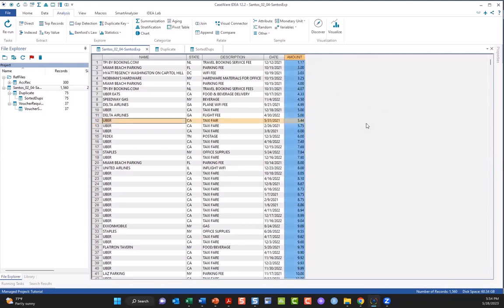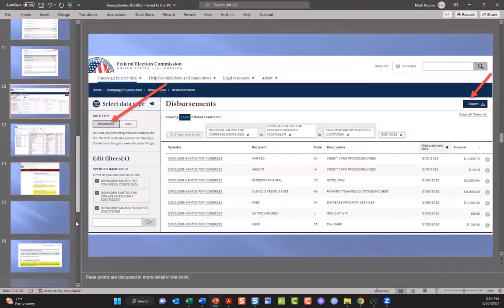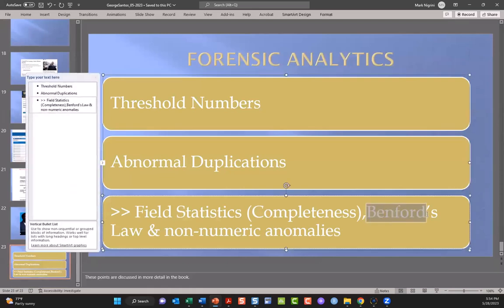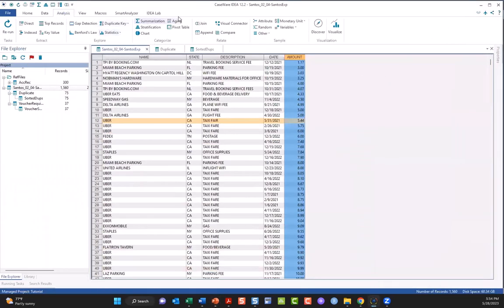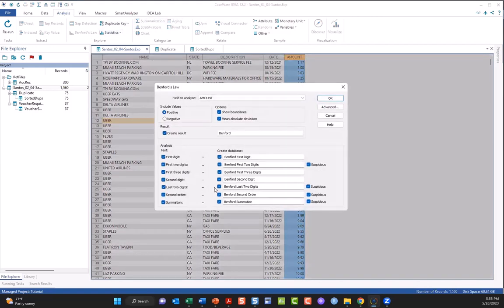So I'm very happy. We will do Benford's law, and I was going to, here we go, just to show you here. I was going to keep Benford's law for next week, but we'll do it this week. Why not? Benford's law there. Okay. Field to analyze, amount, which is what I have highlighted. We're going to keep positive numbers because we analyze positive and negative differently. We'll keep these boundaries. We'll create a result called Benford, and I really only care about first and first two. I'll keep the suspicious in here, and we will just go okay.